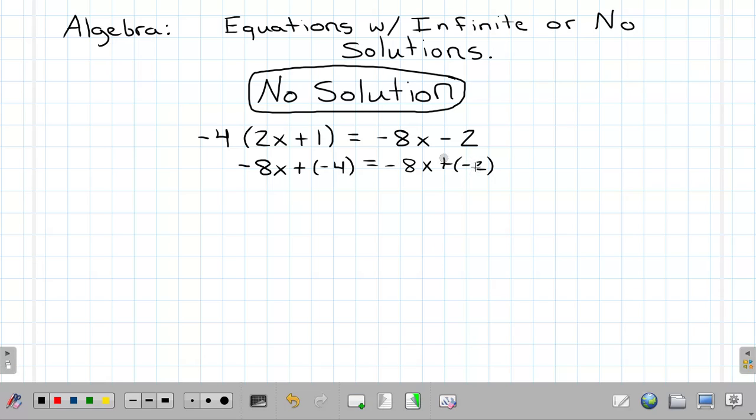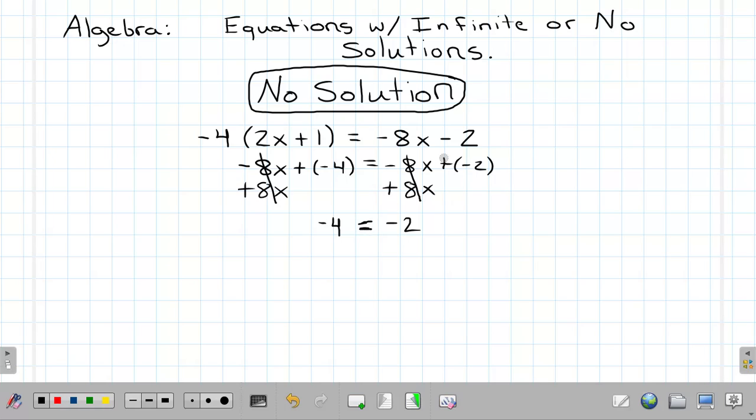And you can kind of see maybe where this is going is that's actually impossible. We can't have a number plus -4 be equal to that same number plus -2. That can't ever happen. And we can see that by just following the same steps as solving equations with variables on both sides. So if we add 8x to this side, we have to add 8x to this side, which, once again, the whole point here is we want to get rid of that 8x, but it's actually going to get rid of that 8x on this side too. Okay, so all we're left with here is -4 is equal to -2.